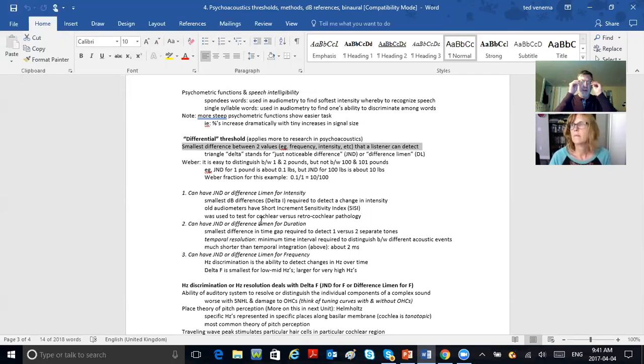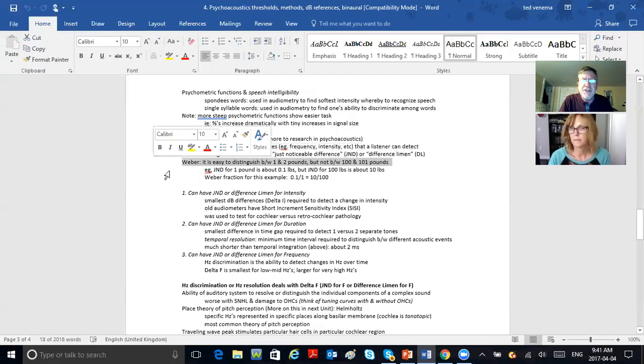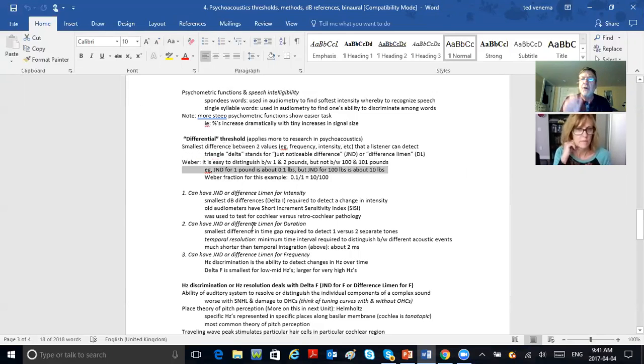There's something that says below here, the Weber fraction. It's easy to distinguish between 1 and 2 pounds, but it's not very easy to distinguish between 100 and 101 pounds. A lot of times we call differential threshold JND, just noticeable difference. So for a pound, what's the just noticeable difference in terms of weight? Well, it's about 0.1 pounds. If I have a pound and I add about 0.1 pounds to that, you'll think, yeah, I think I noticed that it was a little bit heavier.